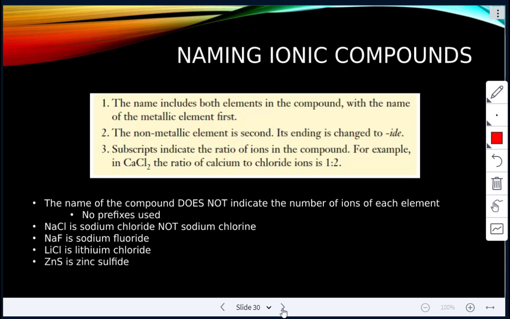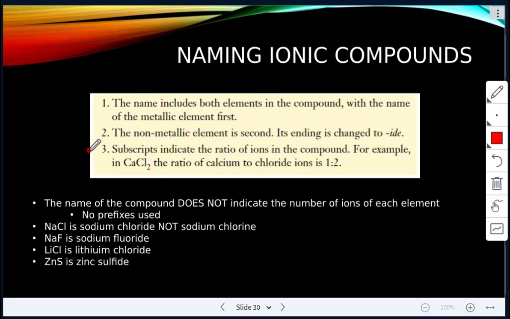Okay, so what we're going to talk about next is how to name ionic compounds if you are given its formula. All right, so step 1, the name includes both elements in the compound. The name of the metal comes first. So the metallic element is named first. The second element is your nonmetal. That comes second, and we change its ending to "ide," just like we saw in the molecular compounds.